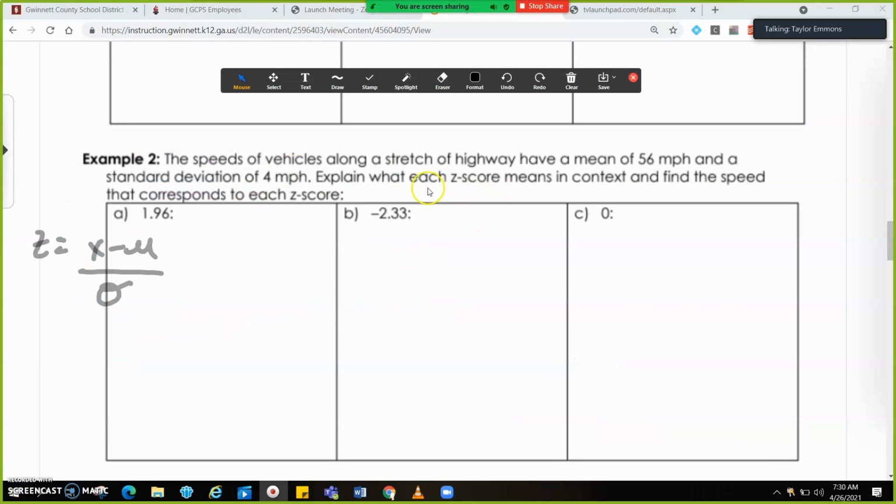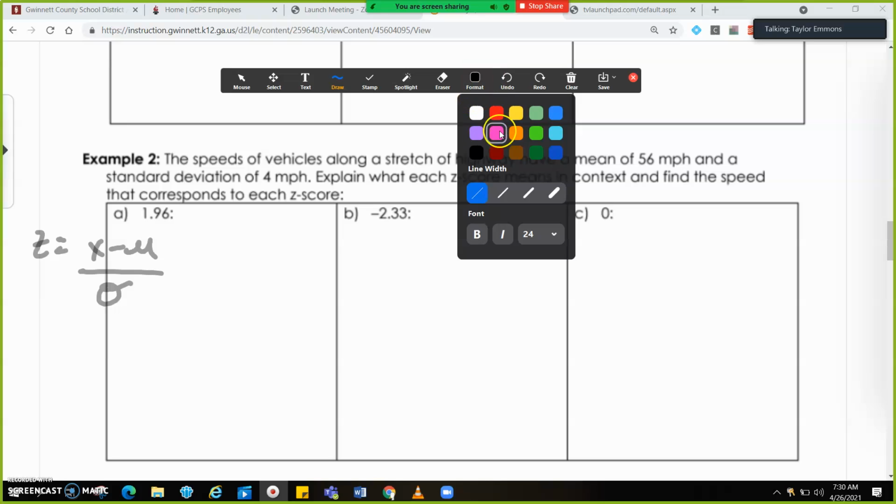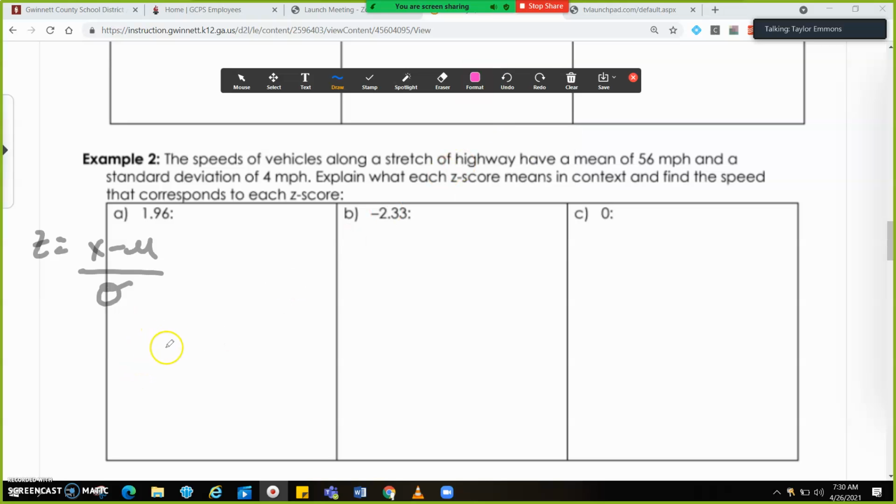All right, so on these problems, we're trying to find what x is. So we're going to plug in the information that we know. We know that our z is 1.96. We don't know what our x is. We know that our mean is 56, and we know our standard deviation is 4. So in order to solve for x, I'm going to multiply by 4 and then add 56 to it. So I'm going to go into my calculator.